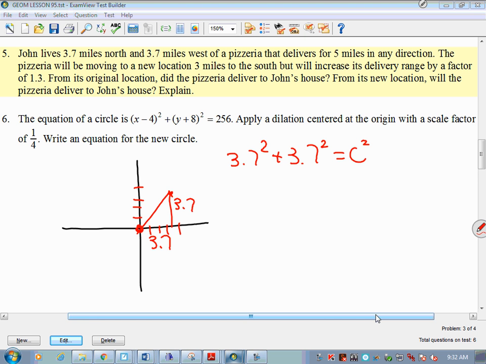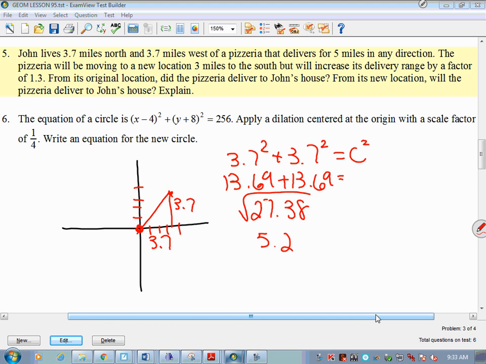Oh, I'm doing the wrong thing. Okay, 3.7 squared is 13.69 plus 13.69. So you're getting 27.38. We need to square root that, right? So square root of 27.38, which comes out to 5.2, right?